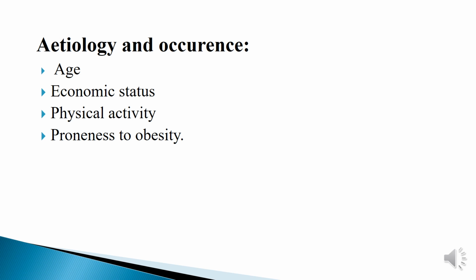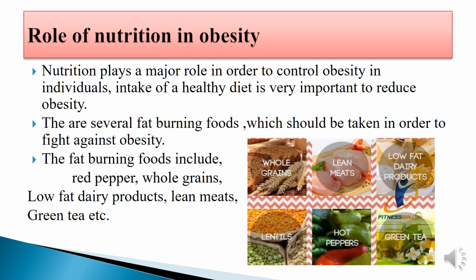Then etiology and occurrence. That is mainly by age, economic status, physical activity, and proneness to obesity. Then this slide shows the role of nutrition in obesity. Nutrition plays a major role in controlling obesity in individuals, and intake of a healthy diet is very important to reduce obesity. There are several fat burning foods which should be taken in order to fight against obesity.